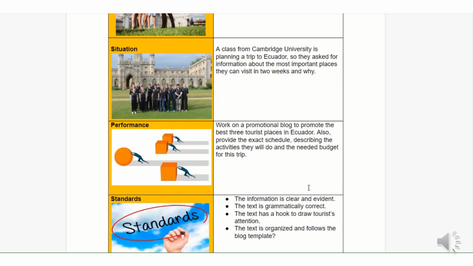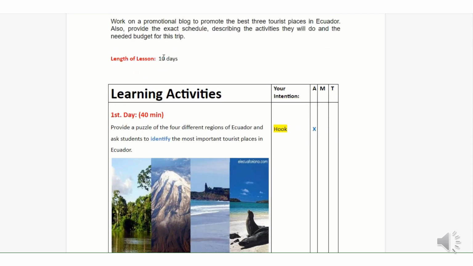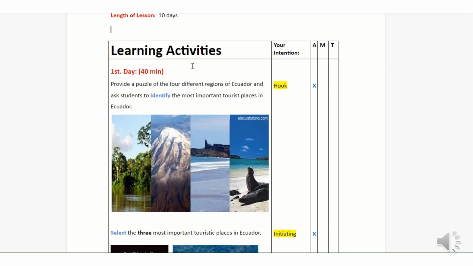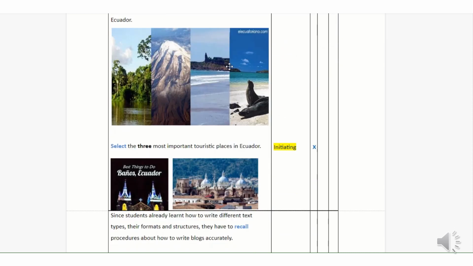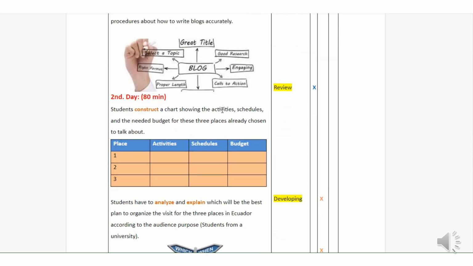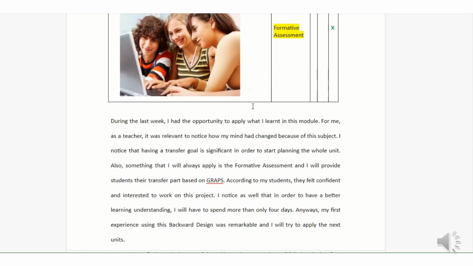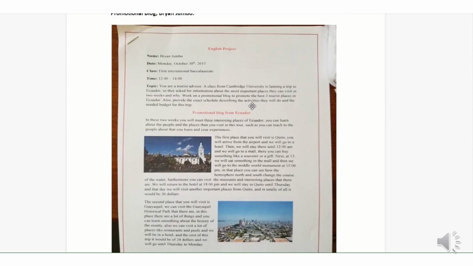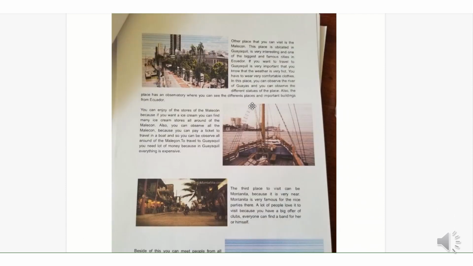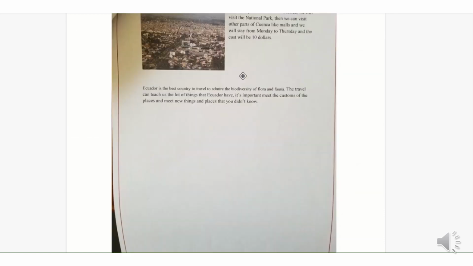Okay, so in order to accomplish this, I prepared some activities, and the length of the lesson was 10 days. As you can see here, we started identifying vocabulary and places in Ecuador, and then we started with how to write a blog, and they did some tables, and we did different activities. At the end, they used Google Docs to do this, because I asked them to work in groups. Like here you can see Maya and Noelia, they did this activity.